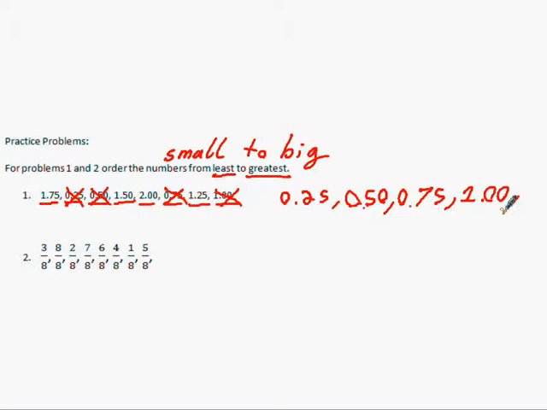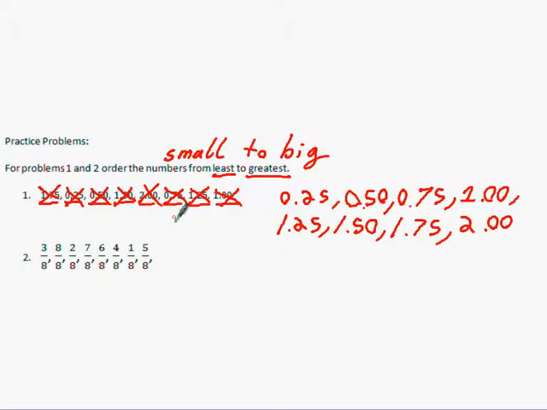Well, it's going to go up by the same pattern, so I'm just going to draw it down here. $1.25. Cross that off. $1.50. Cross that off. $1.75. Cross that off. And $2. Alrighty. Problem 1 solved. We go from lowest to highest. 25 cents, 50, 75, $1.25, $1.50, $1.75, $2.